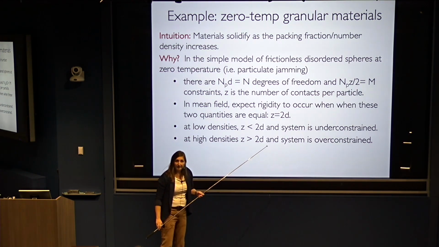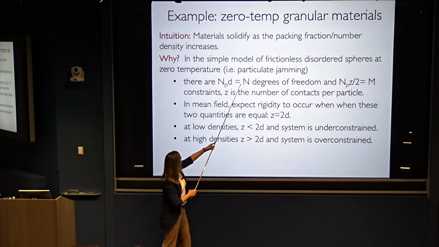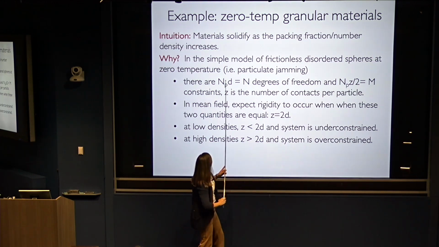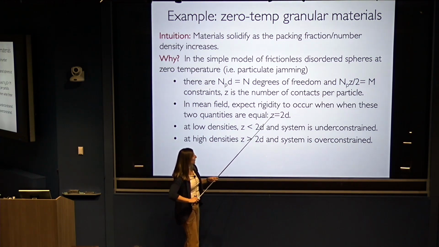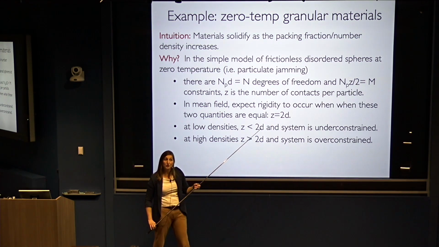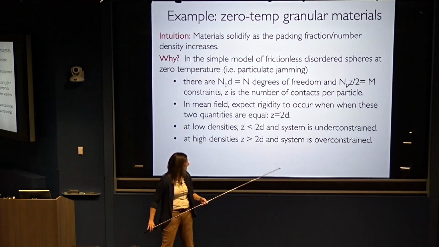So I expect that the system should become rigid when exactly the number of degrees of freedom equals the number of constraints. And if I just set this equal to that, I get a simple expression which says that systems become rigid when the coordination, the number of contacts, is exactly equal to 2 times the number of dimensions, or 6 for marbles that are Teflon coated.